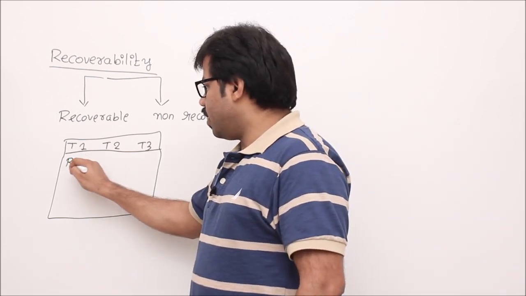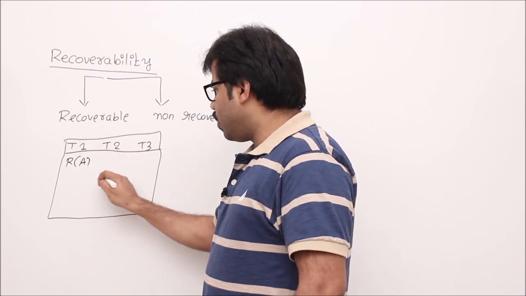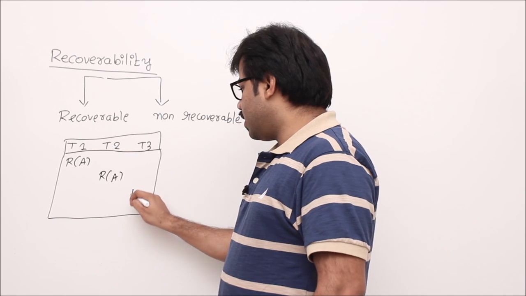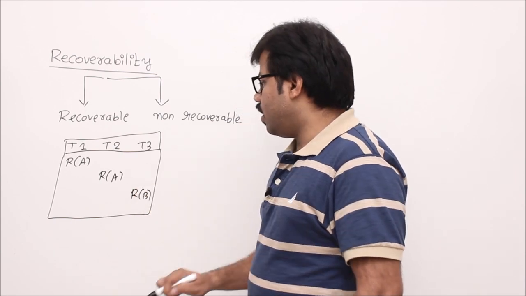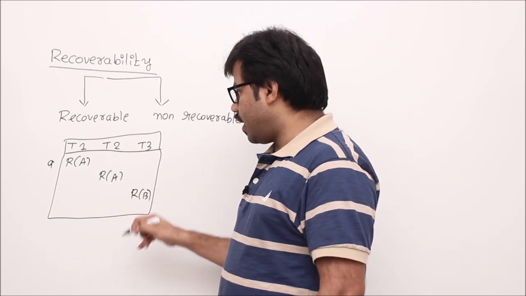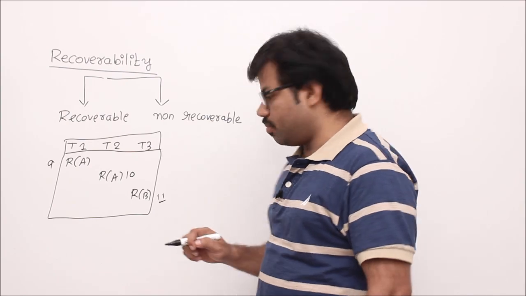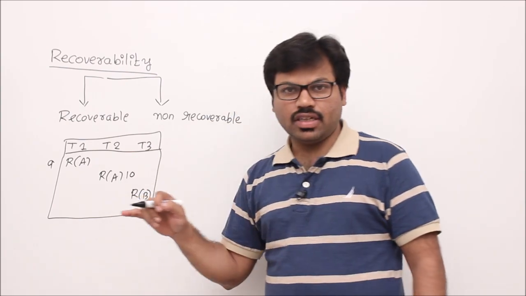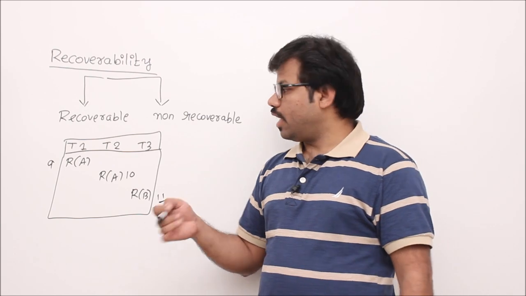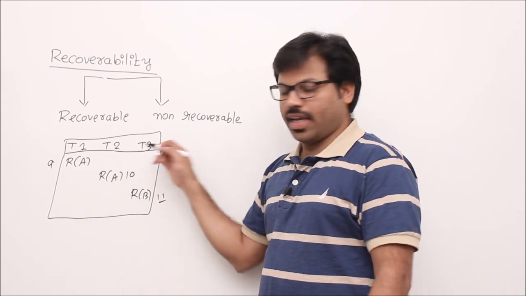For example, let's say T1 has read of A, T2 has read of A, and T3 has read of B. Then this is 9 o'clock, that means T1's read of A is executed at 9 o'clock, this is executed at 10 o'clock, this is executed at 11 o'clock in the system. If you have this information, then we say that we have a schedule. A schedule is a set of transactions whose instructions are arranged in a timeline.